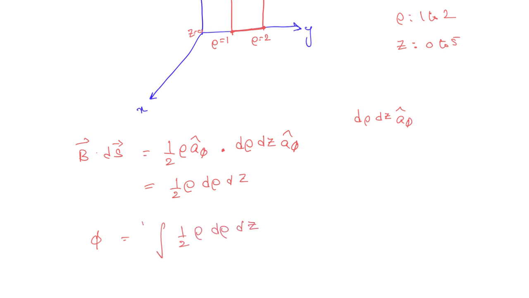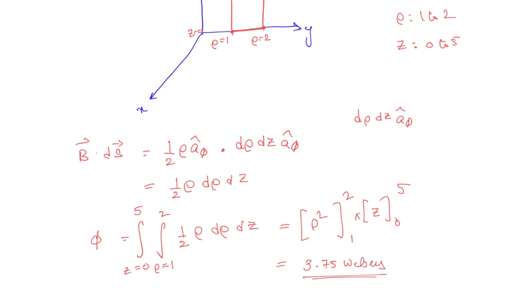Rho and z are independent here, so we can integrate independently. What is the variation of rho? It is from 1 to 2, and z is varying from 0 to 5. So you are going to get rho square from 1 to 2 into z from 0 to 5. The final answer you are going to get is 3.75 Webers. This is the total flux passing through the surface.